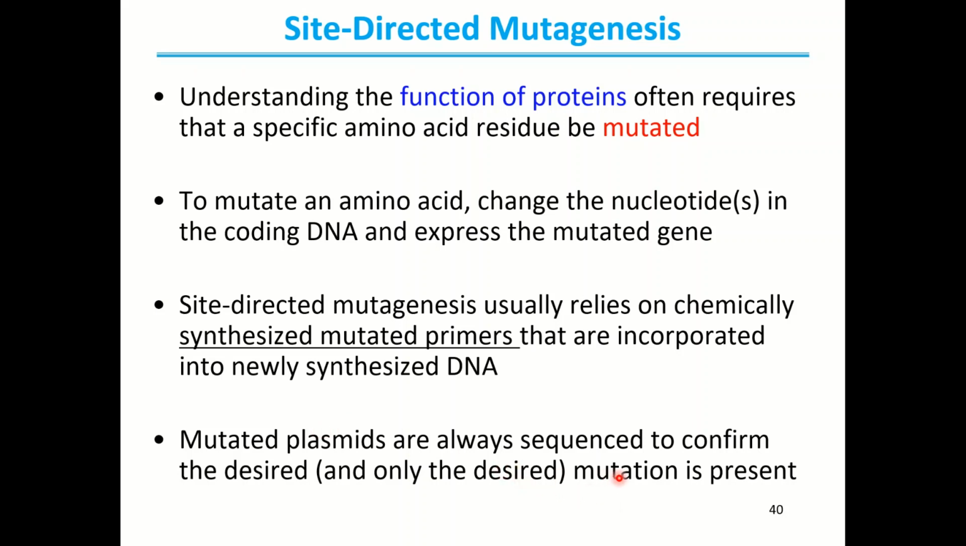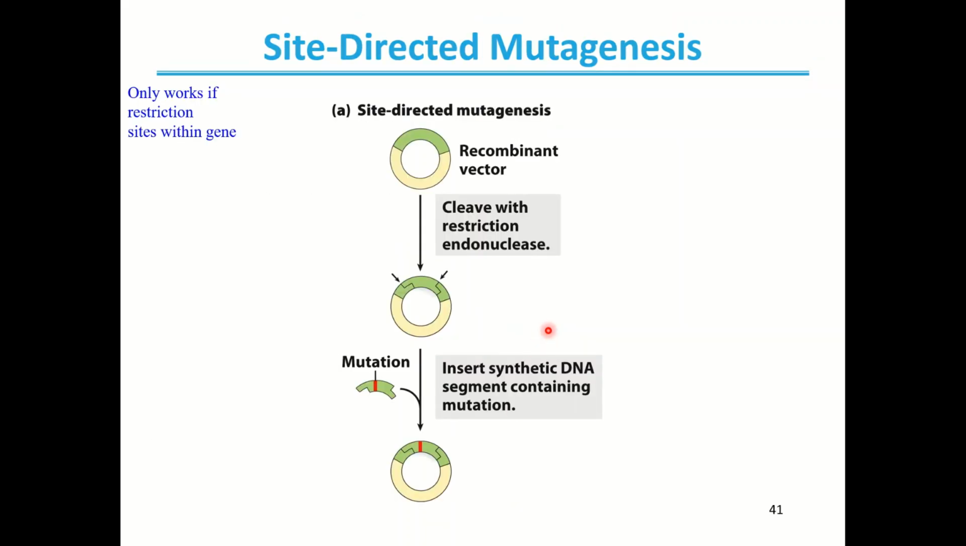Mutated plasmids are always sequenced to confirm that the desired mutation is present, and only the desired mutation. By doing this, sometimes you'll actually get more than the desired mutation of interest. So you need to sequence the DNA after you do this. Okay, so how does it work?